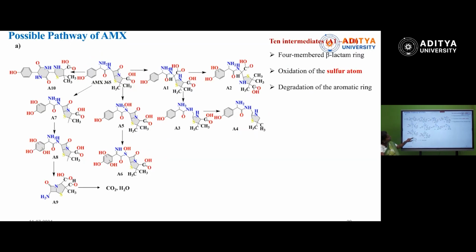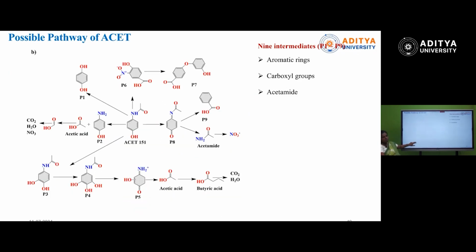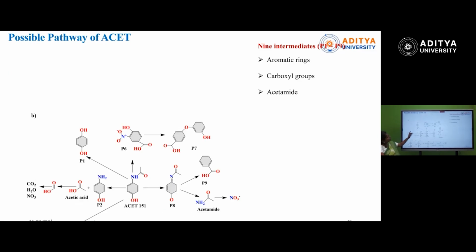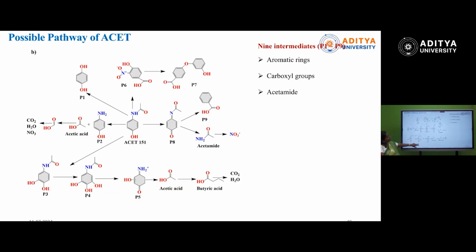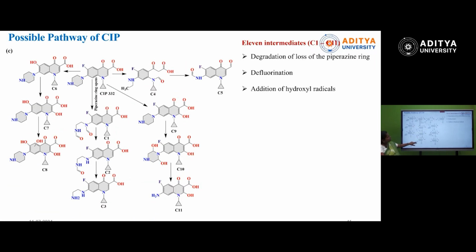So this is another method. Here you can see 10 intermediates are formed. These 10 intermediates again we need to check whether they are toxic or non-toxic. Based on that, we can check whether the converted products are toxic or non-toxic, and whether we can discharge or not. In this pollutant you can see 9 intermediates. Another one has 11 intermediates.